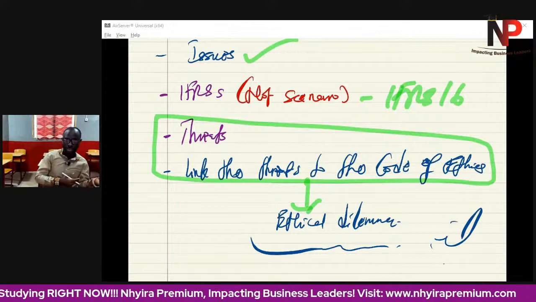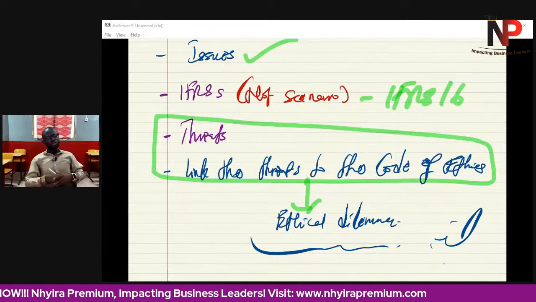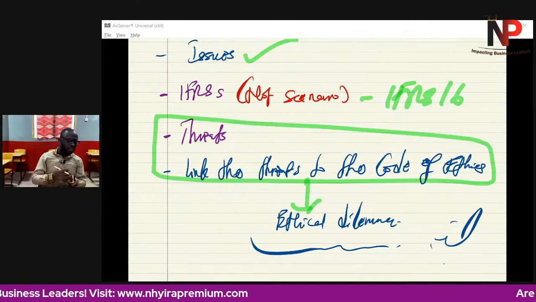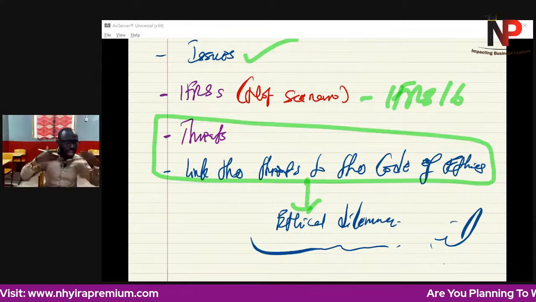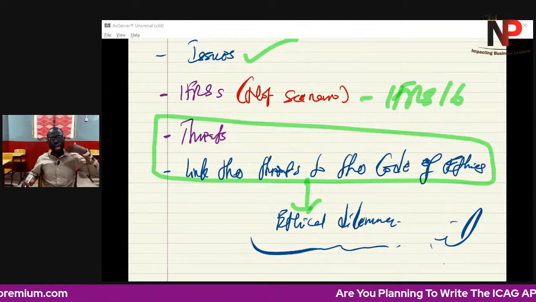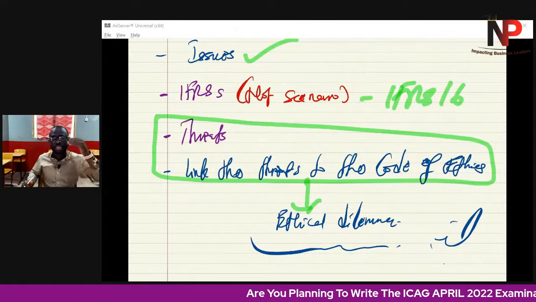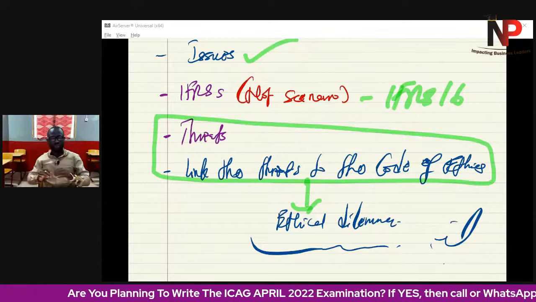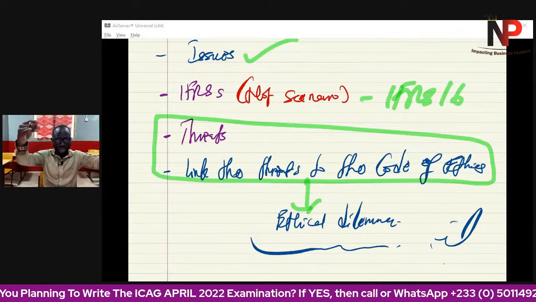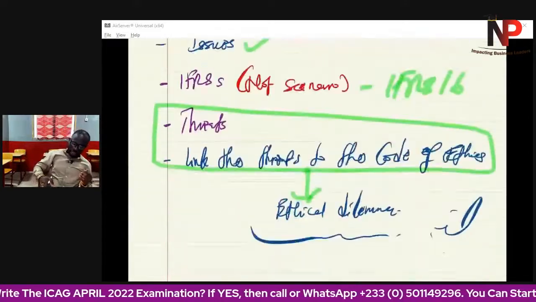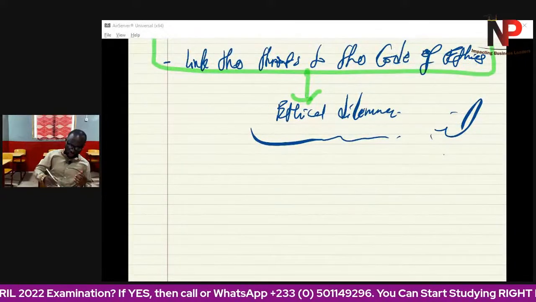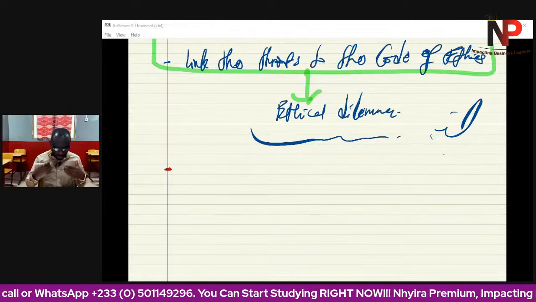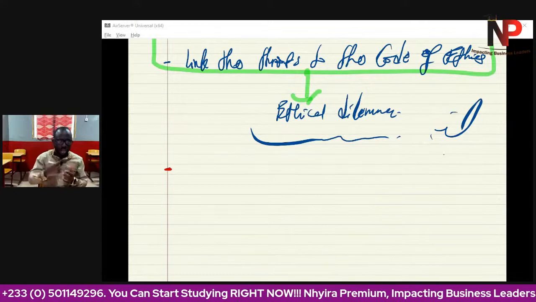Ethical dilemma. So technically, this is the first part of your question, where the examiner is going to be asking you, what are the ethical issues that the accountant, that the professional, is faced with in the scenario? That is the first part of the question. Then the second part is where the examiner is going to be asking you, what are the actions that must be taken? But before I go there, let me drop this to you.